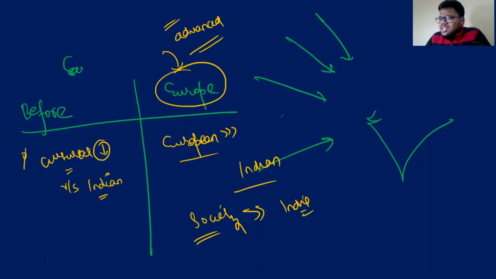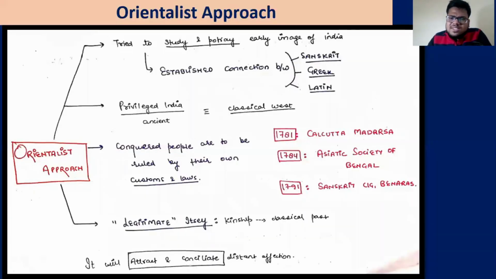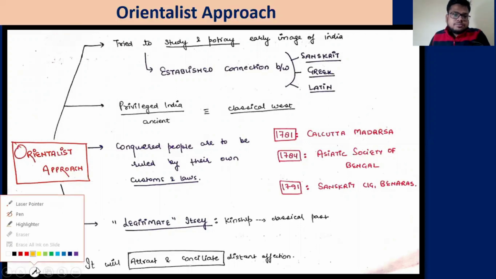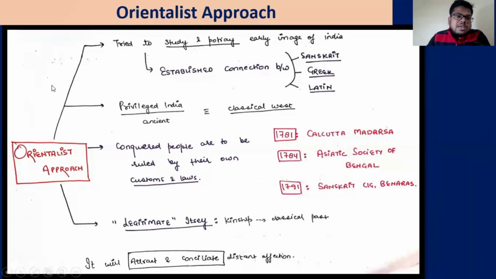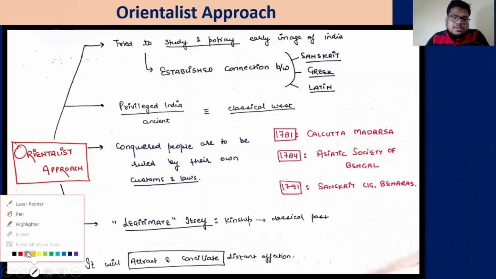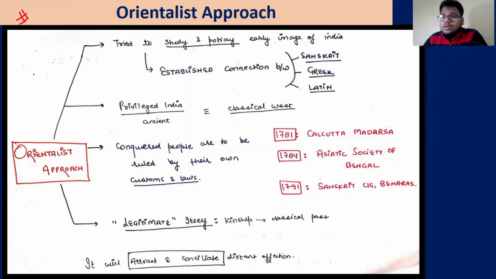Now, earlier there was an approach, that is the Orientalist approach. We have discussed that in detail. Simultaneously, one more thing is happening: the British also want to consolidate their power in India, economy, interest, trade. So they thought that earlier we will adopt this Orientalist approach.